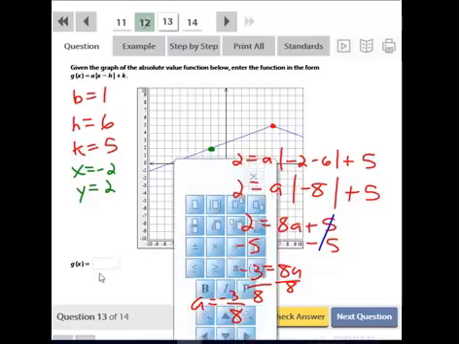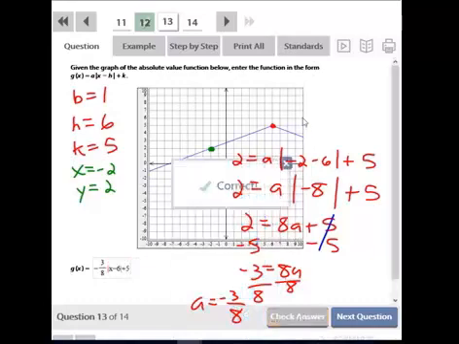So they already have the g of x for me. I'll write negative 3 over 8, then the absolute value. X minus h. H is 6, so x minus 6. And that didn't go on the inside, so I've got to do that again. Absolute value, x minus 6, then go on the outside, plus 5. And that's correct.